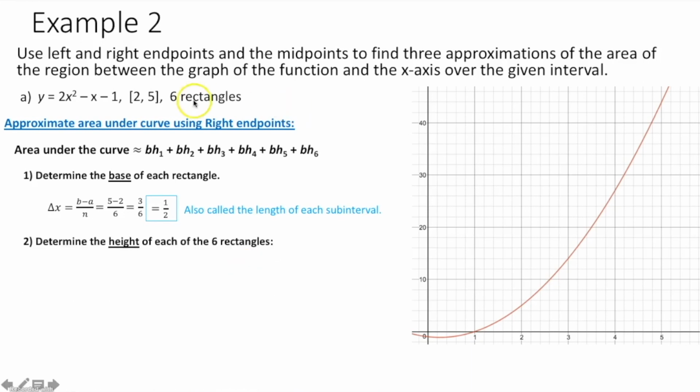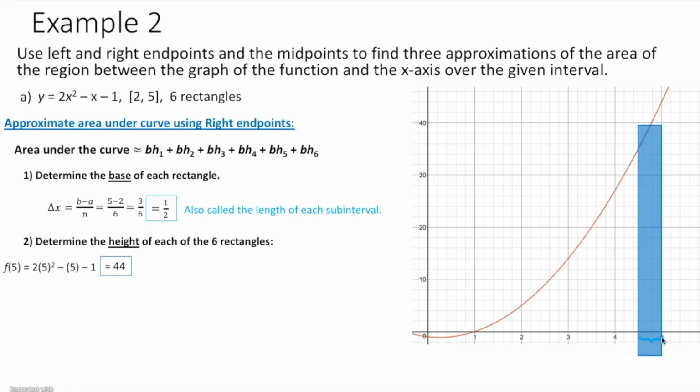And since I'm using a right endpoint approximation, I start with my right endpoint. That's going to be 5. That ensures that I know what I'm going to have to plug into the function. So I go from 4.5 to 5 as my first subinterval. I know that I have to plug in the right endpoint, so I plug in 5 to the function and end up getting 44 as my height for that rectangle.